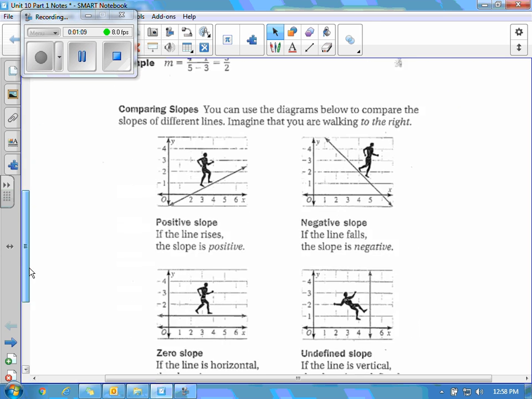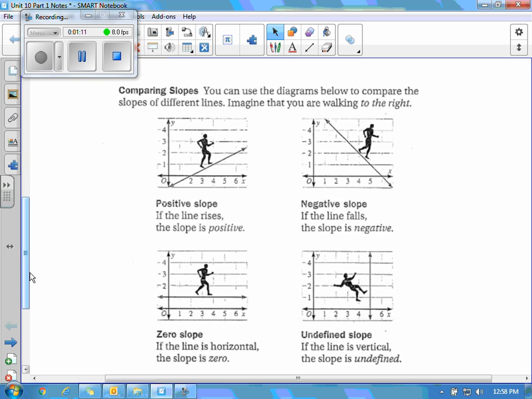On the bottom of the page, it says comparing slopes. So it says you can use the diagram below to compare the slopes of different lines. Imagine that you are walking to the right. So when we talk about slope, we always act like we're going from the left to the right to tell whether it's positive, negative, zero, or undefined. So if you look at the first example where it says positive slope, it says the line rises, the slope is positive. So again, remember, we're talking from left to right. So going from the left to the right, this line rises, so we call that a positive slope.